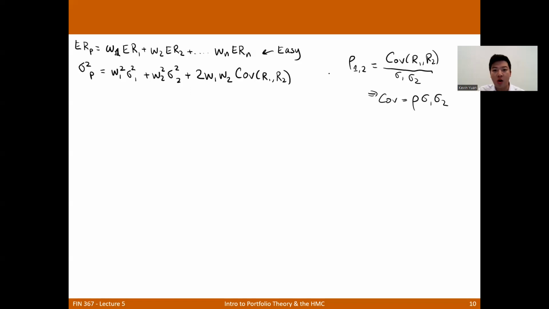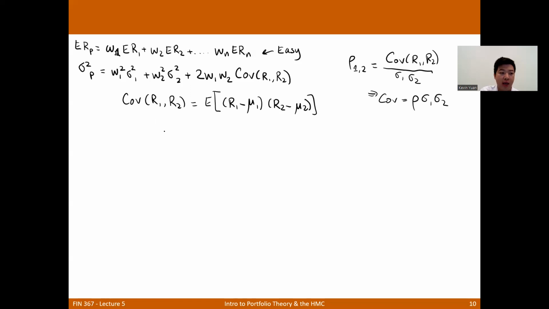Okay, so we know that this equation is really nasty for the two stock case, and we want to ask ourselves, why is that the case? Recall that the definition of a covariance between 1 and 2 is equal to the expectation of R1, the return of stock 1, minus the mean of 1, times the return of 2 minus the mean of 2. And if we think about a portfolio, the variance of a portfolio is going to have a lot of covariance terms as well.